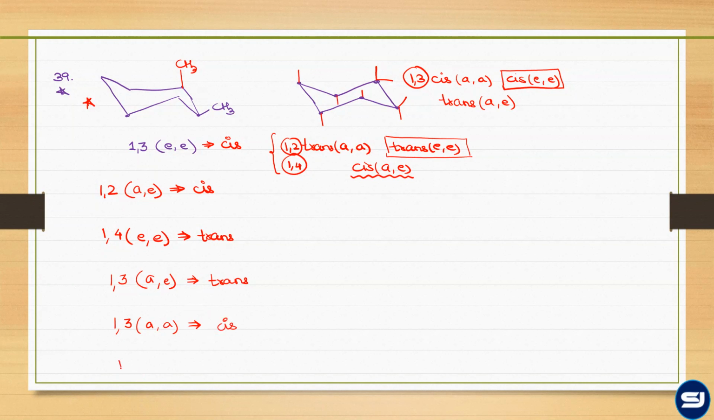This one. Yes, sir. Next one. 1,4 AA. 1,4 AA is what type? Trans. Understood how to solve this question?